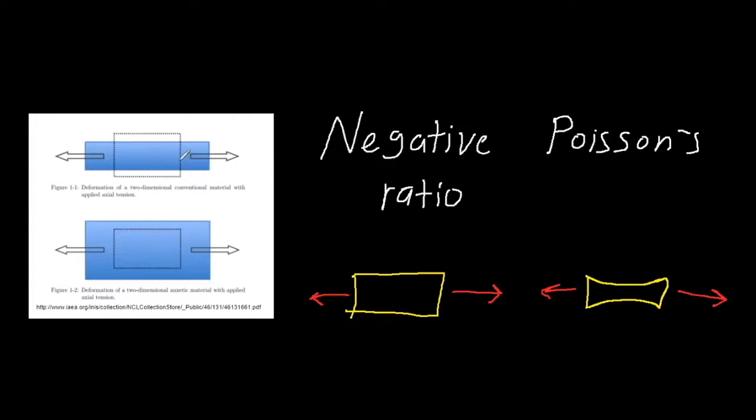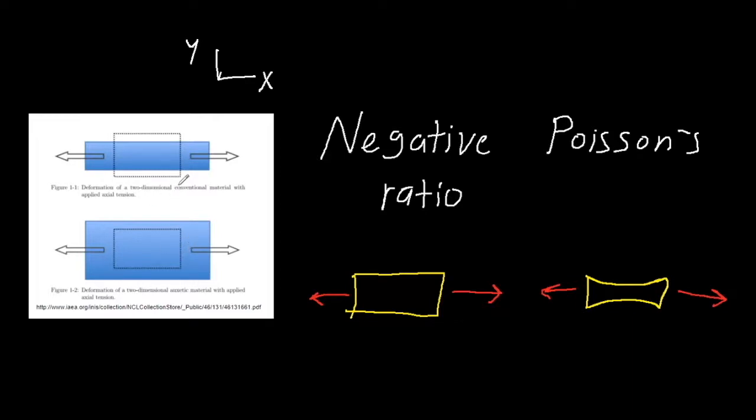Here on the left is an image of two blue blocks with a force being applied to them on the horizontal axis. The top blue block is responding by thinning along the perpendicular axis, or the y-axis in this case. So let me draw an axis here. And so it's thinning along the y-axis, and this is characteristic of a material with a positive Poisson's ratio. And on the bottom here, the material is responding to the force by thickening along the perpendicular axis, and that's characteristic of a negative Poisson's ratio.